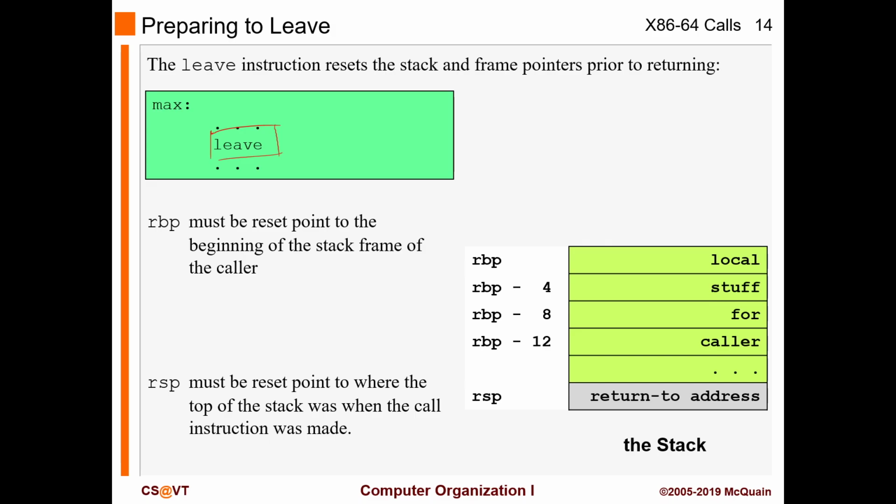RBP must be reset to point to the beginning of the stack frame of the caller. RBP is going to go back to how it looked before. RSP must be reset to point to where the top of the stack was when the call instruction was made. So everything you have done till now in the stack, it's all going to go back to how it was. And that's why all your local variables are lost whenever the function is returning.